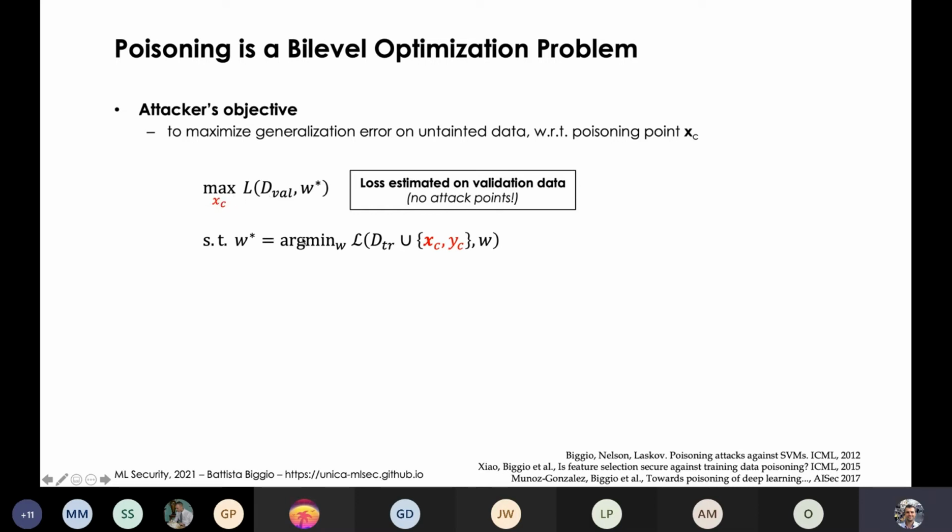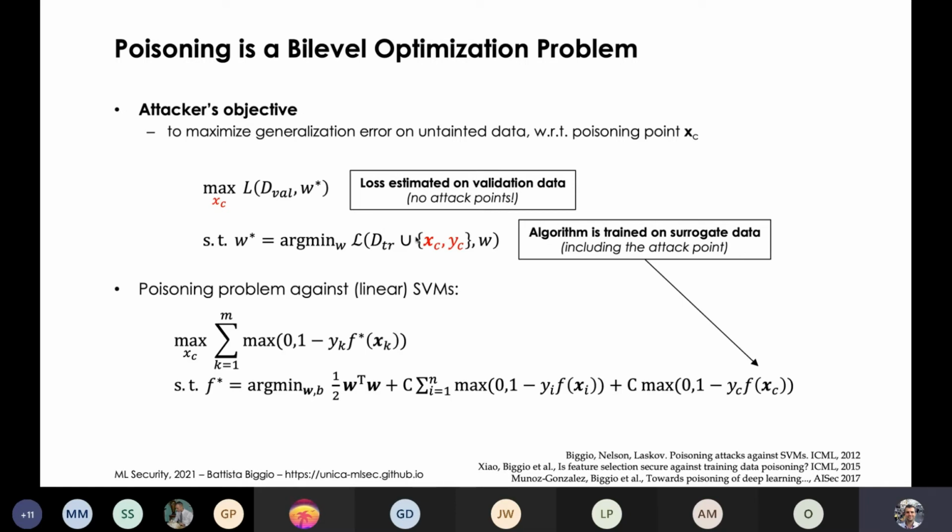What you have here is called the bi-level problem, because you have the outer objective, and then you have a constraint, which is another optimization problem. This is the learning process in the end. For example, this is learning the SVM with the poisoning point. So it is called the bi-level problem because you have one outer optimization and a nested optimization problem. And of course, this is much more challenging to solve than the other one.